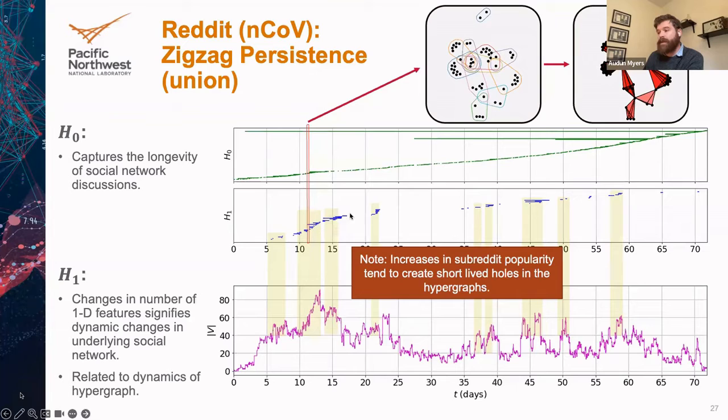And they're all relatively short-lived. But as you can see, increases of popularity, more people jumping in and new connections being made, is creating these topological holes in the social network.